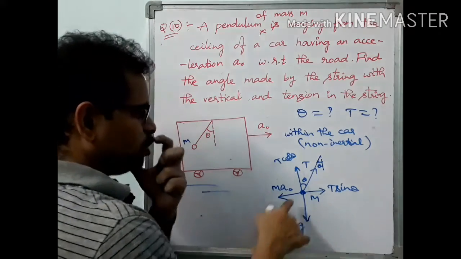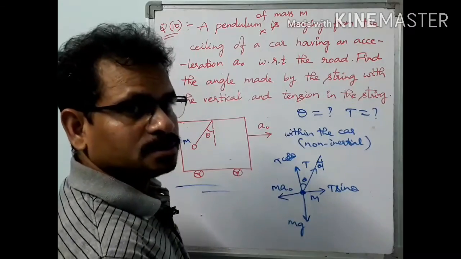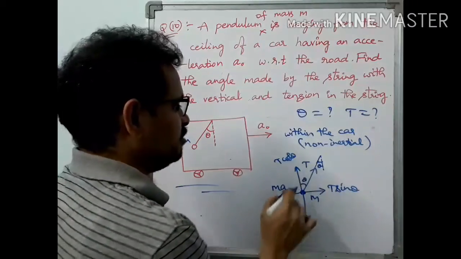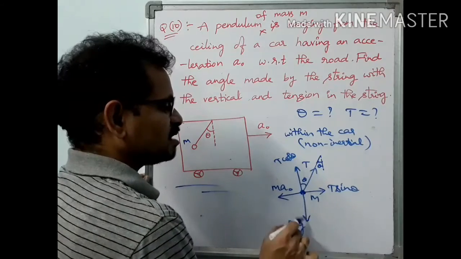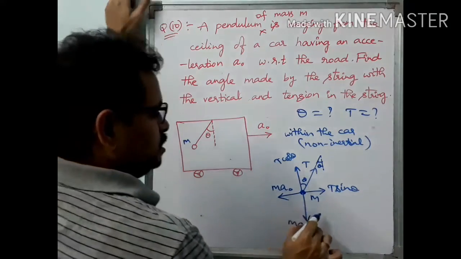See, now this Bob is in equilibrium. We are sitting on the car and we are watching the Bob here. So Bob is always in front of us. It is in equilibrium here. Vertically it is not having any acceleration. Horizontally it is not having any acceleration. So this is in equilibrium.